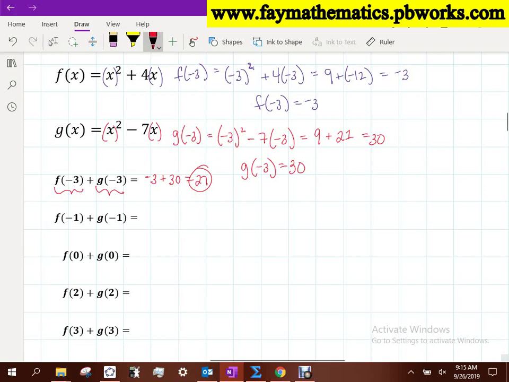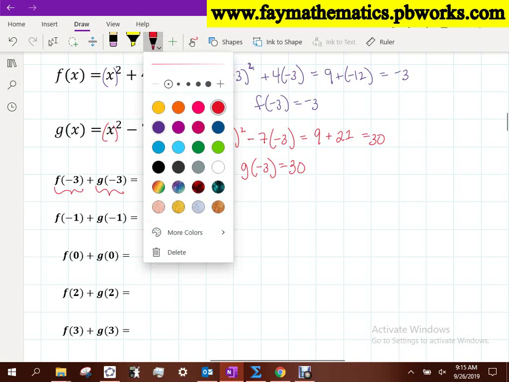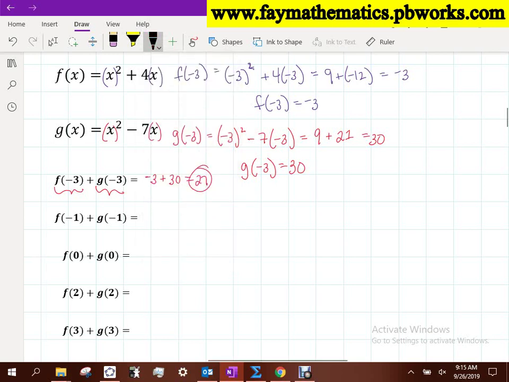If I have g of x and f of x, and I'm trying to add those together, let's just kind of do this like this. I should probably have structured the question a little bit differently so I give myself a little bit more room, but it shouldn't matter. G of x plus f of x.